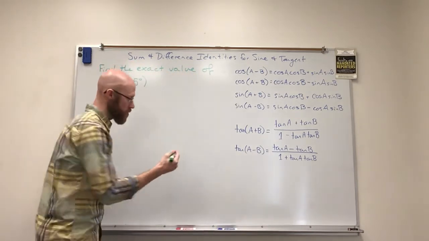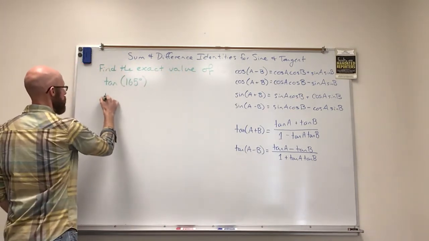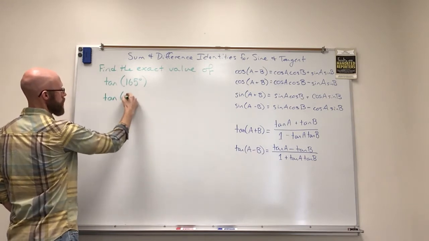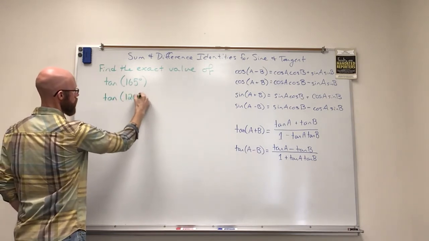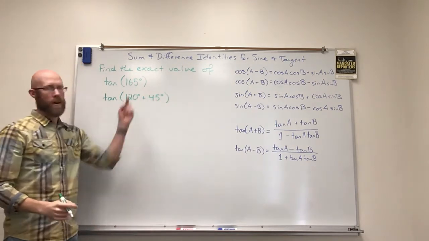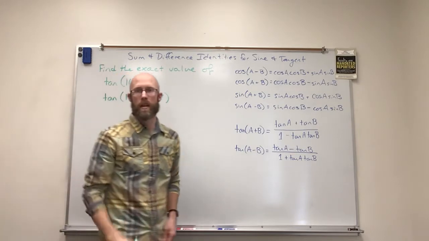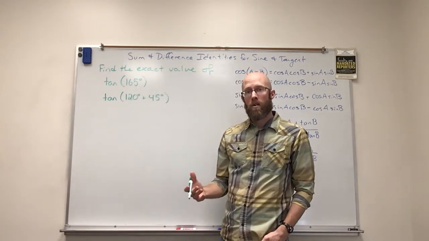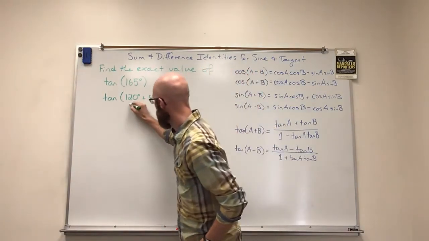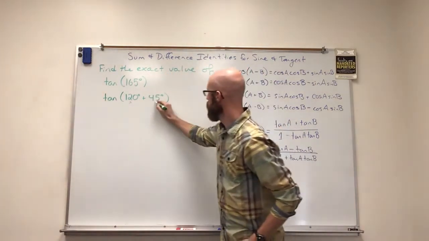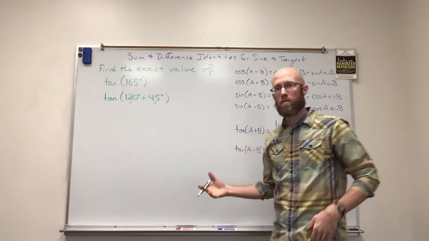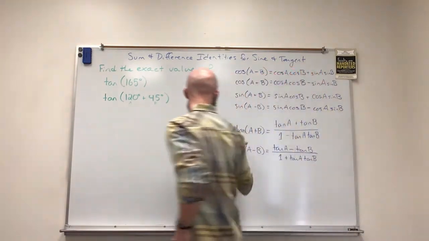Let's try that to start out. And if it doesn't work well, we can always change it up. So we'll call this the tangent of 120 plus 45. Right? Because 120 and 45 makes 165. Okay, so now if 120 is like the A in our formula and 45 is like the B in our formula, then we can just start plugging stuff in, right?